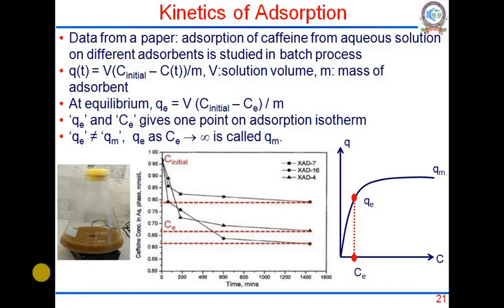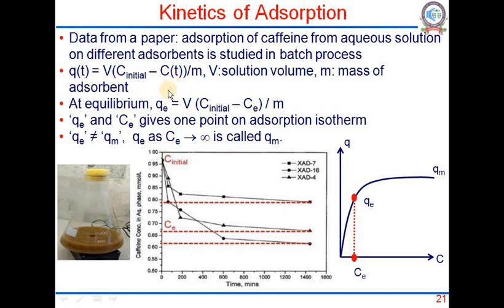So we know the amount of solution we have taken, the initial concentration, and the amount of adsorbent. M is the mass of the adsorbent, V is the volume of solution, and C initial is the initial concentration. Now if we take out samples as a function of time, the solute that is getting adsorbed will deplete from the solution and go into the adsorbed solid phase. So from the samples we measure the concentration in the solution at any point of time t.